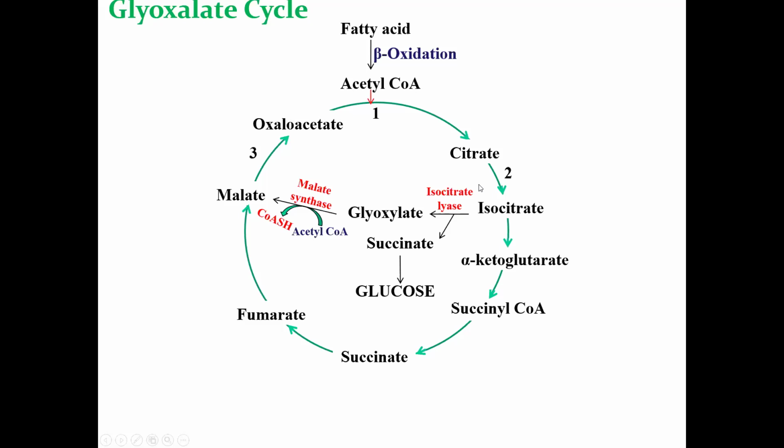This isocitrate does not go to the regular pathway, but it is split by the isocitrate lyase. Then it is converted into glyoxylate and succinate.